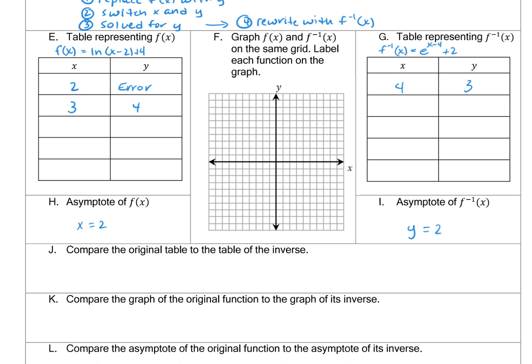All right, so when we compare the original table to the table of the inverse, there's not really much to compare here. Here we have the original is 3, 4, and over here we have 4, 3, right? So we switched the x and y.